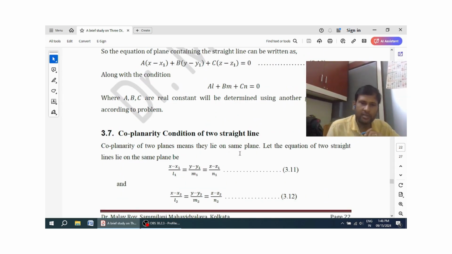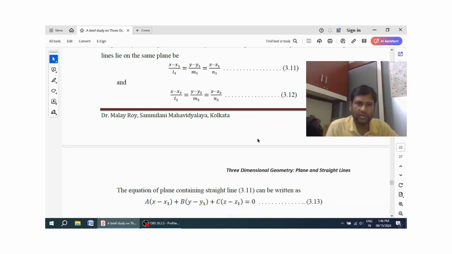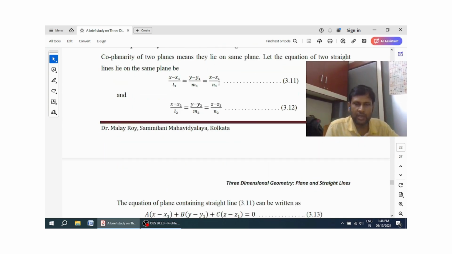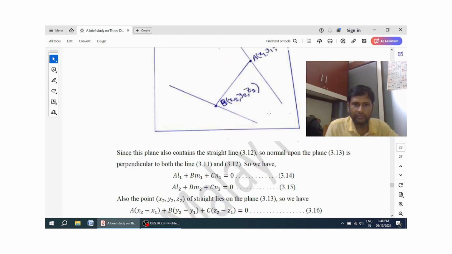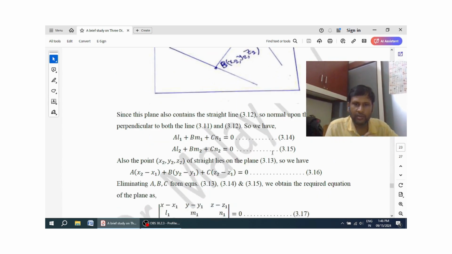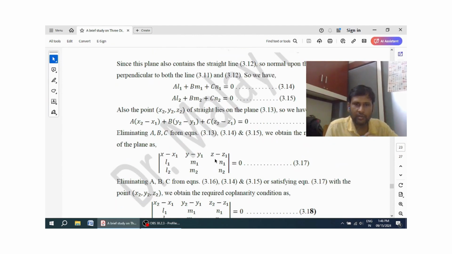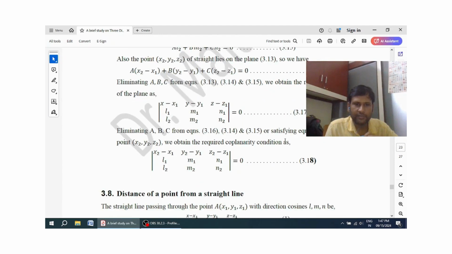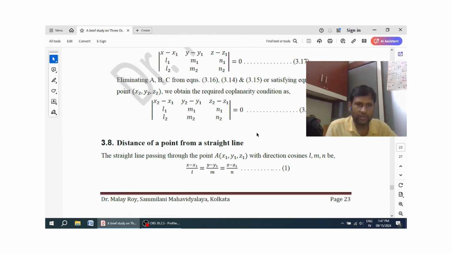Coplanarity of two straight lines. When two straight lines are coplanar, their perpendicular distance will vanish. So these are two straight lines, and this is the equation of a plane. Eliminating a, b, c from these three equations, we obtain the equation of the plane where the two straight lines lie. And if another point lies on that plane, then this is equal to 0. This is the condition for coplanarity of two straight lines.